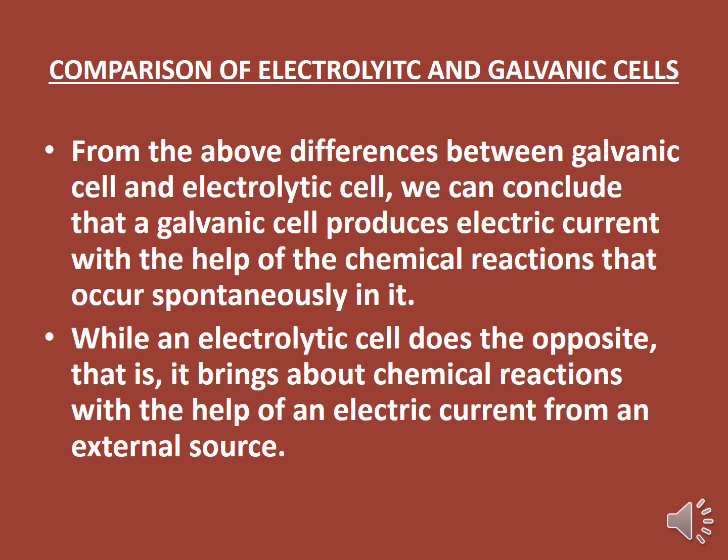From the above differences between the galvanic cell and electrolytic cell, we can conclude that a galvanic cell produces electric current with the help of a chemical reaction that occurs spontaneously in it, while in an electrolytic cell, chemical reactions take place with the help of electric current from an external source.